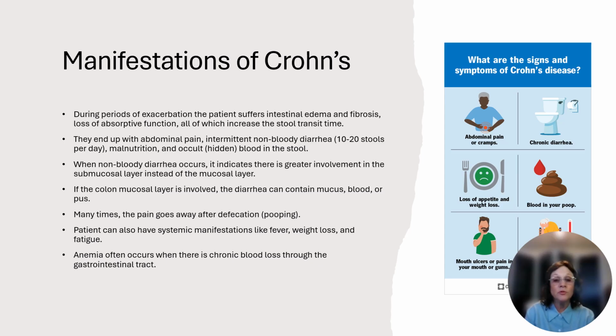They are going to the bathroom constantly, and this ends up with malnutrition. Everything is moving through too fast. The villi are malfunctioning and they can't absorb nutrients. And they're going to end up with blood in the stool, typically occult blood, so that hidden blood. When it's non-bloody diarrhea that occurs, it indicates that there's greater involvement of the submucosal layer than just the mucosal layer. If the colon mucosal layer gets involved, the diarrhea can contain mucus, blood, or pus.